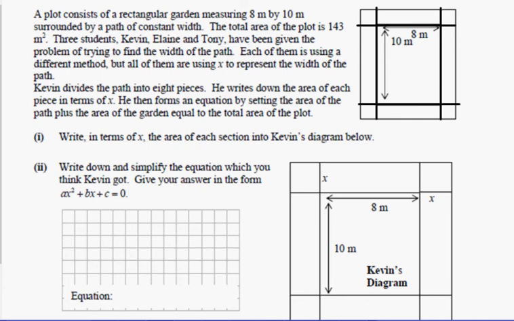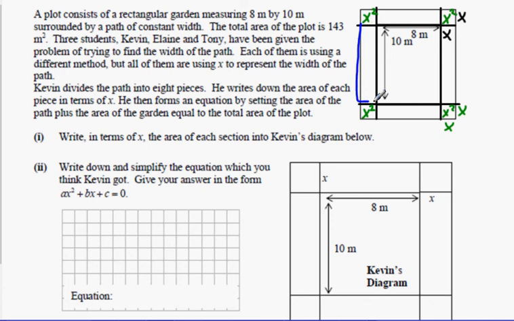Now, guys, what's the width of the path again? X. This is a square. What's x by x? X squared. What's x by x? X squared. x squared and x squared. This one here, guys, in blue.